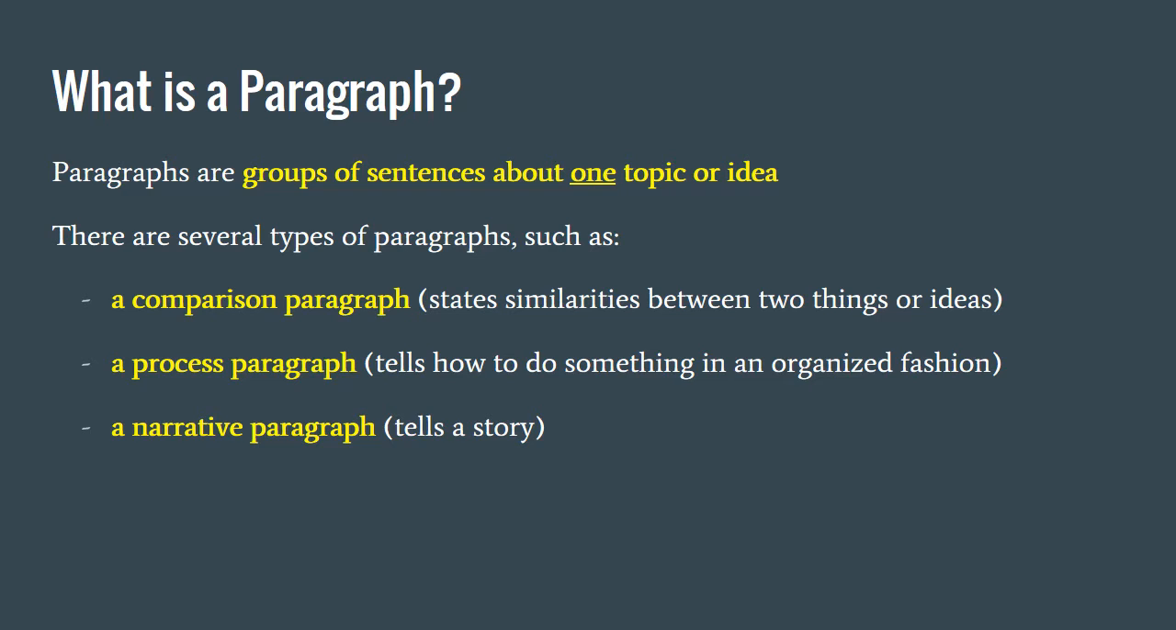There are several types of paragraphs, such as a comparison paragraph, which you can guess. You would compare two different things, but you're not going to say the differences here. That would be a contrast paragraph. So comparison paragraphs would just state the similarities between two things or ideas. A process paragraph tells you how to do something in an organized fashion. So if I wanted to tell someone how to make eggs, I would write a paragraph about how to make eggs. And I would say, this paragraph will tell you how to make eggs in 3 easy steps. A narrative paragraph tells a story.